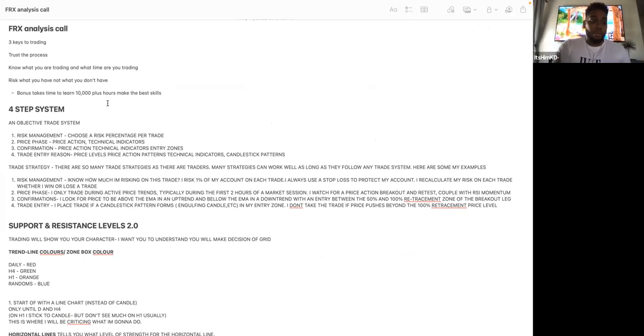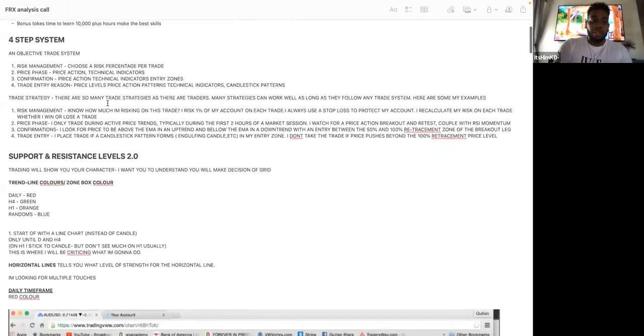3 keys of trading. Number one, I always trust my process. Know where you are trading. Know what time you are trading. Know the risk, what you have and what you don't have. And the bonus is it takes 10,000 hours plus to master trading.